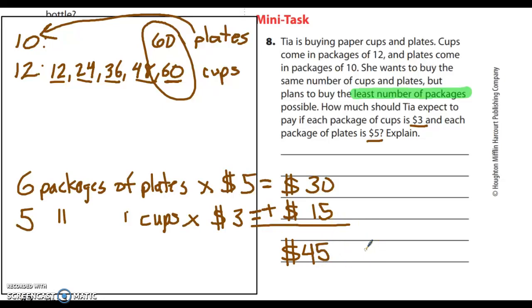Now, it does say explain, and you could explain that in words, but I think I explained it well enough by showing all my work. So that one was kind of tricky. I hope you understand how we did need to find the LCM of 60, but then we needed to apply that and reread the directions a couple times. Okay, we are done with page 42. Good job.